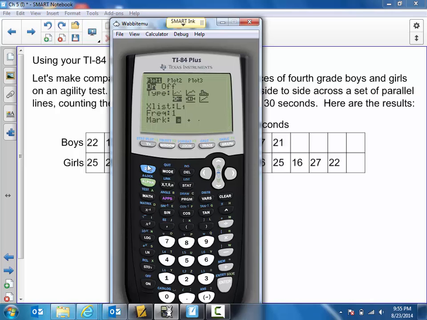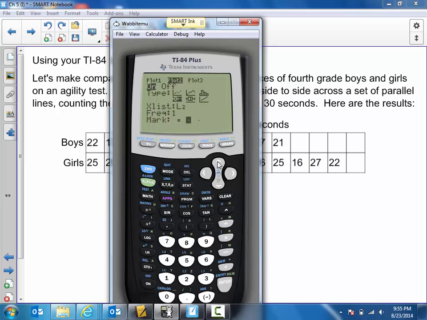We want to know when we have extreme data values what might be going on there. Okay, so we've got the boys L1, X list, frequency 1. The mark I'll keep at that square. Now I'll go back to stat plot because I want to do comparative box plots. This is one of the only times where we can have two plots or more going on at the same time. I'm going to turn this on as well, choose the same box and whisker plot type.